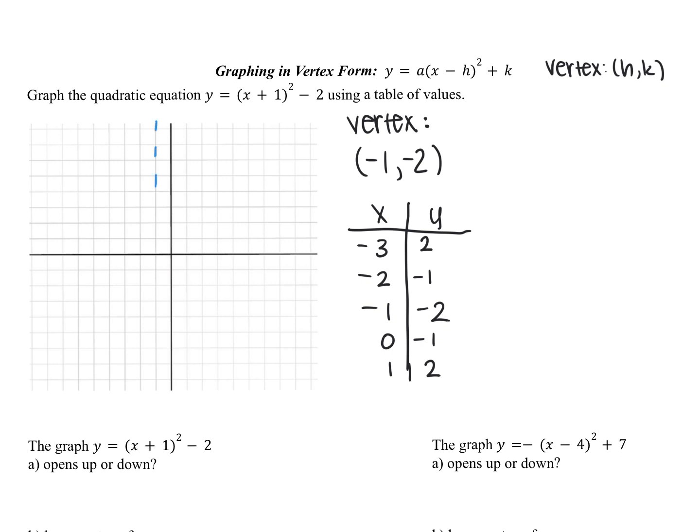So my axis of symmetry is still at x equals -1. If I plot my points, I have (-1, -2), (-2, -1), (-3, 2), (0, -1), and (1, 2).